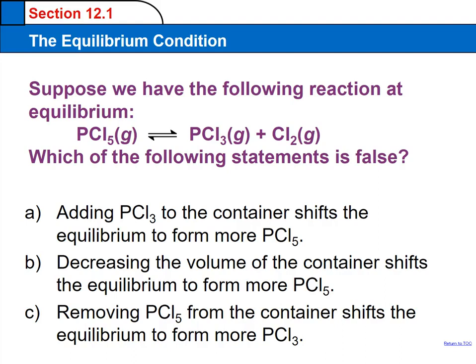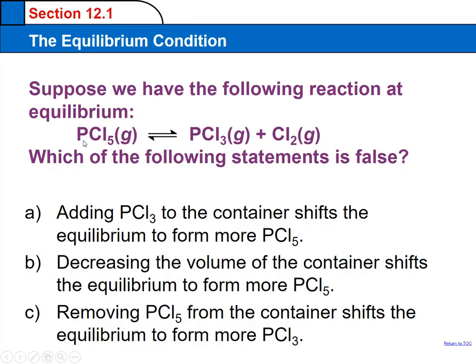How about B? Decrease the volume. So my quick concept that I go to: if I'm decreasing the volume, I'm increasing the pressure. I want to shift to make the least amount of moles. So that is the reactant side in this case, because there's only 1 mole of PCl5. See, there's 2 moles over here. So this is our heavy mole side. This is our least mole side. So decreasing the volume is going to shift to the side with the least number of moles to make more PCl5. So that's true.